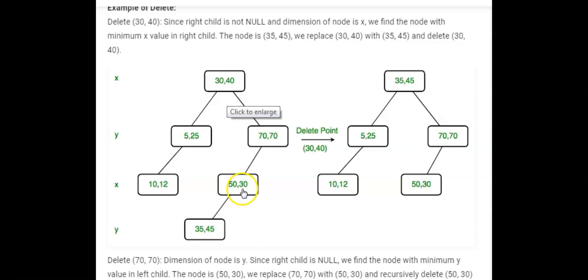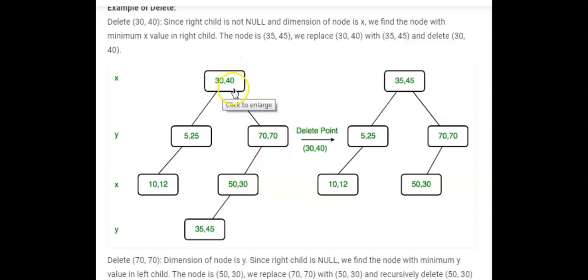Now again, I am trying to get my minimum y. I find my minimum y as 35, 45. Since the right child is not null and the dimension of the node is x, we find the node with the minimum x value in the right child. I hope you understand. So we are going to delete a node in the dimension x, so I am going to search for a minimum value only in the x direction.